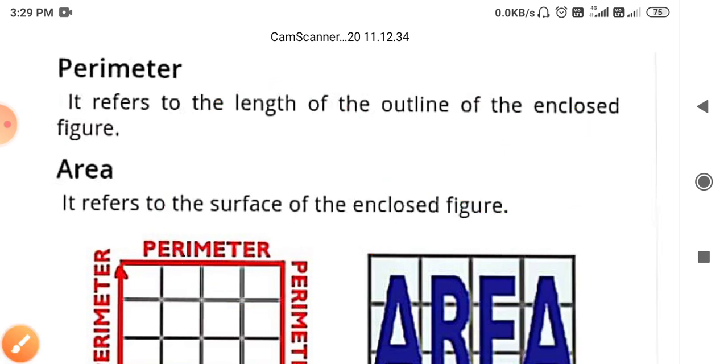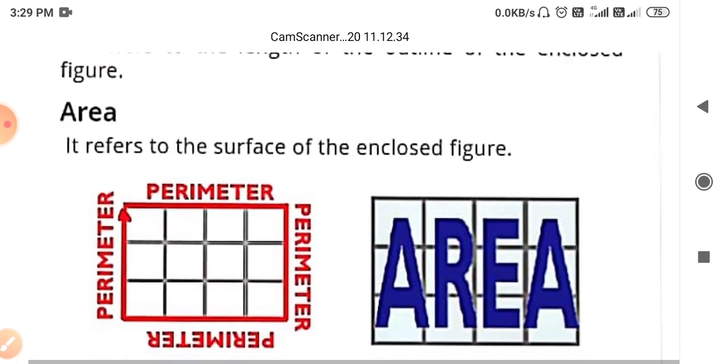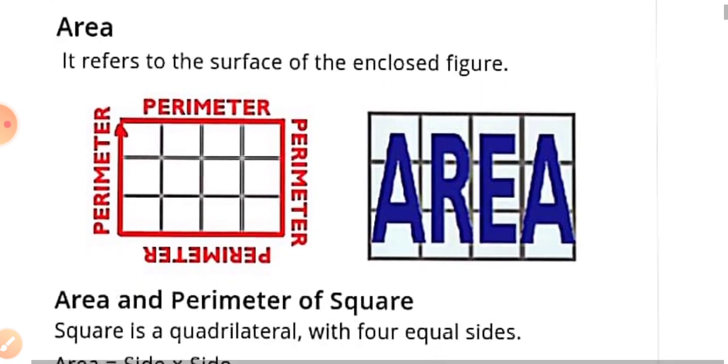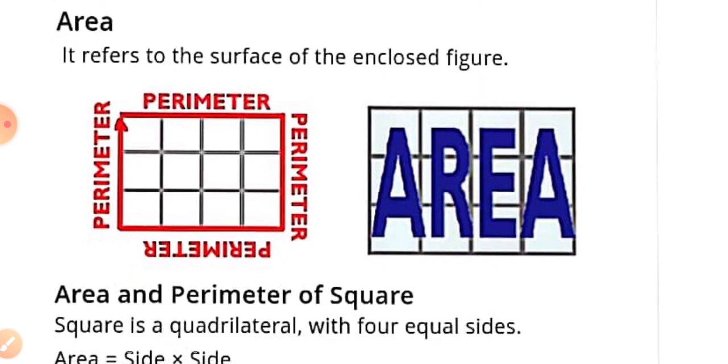Another case, the second point is area. What is the area? It refers to the surface of the enclosed figure. Area means how much surface is covered by any polygon. So the area refers to the surface of the enclosed figure.